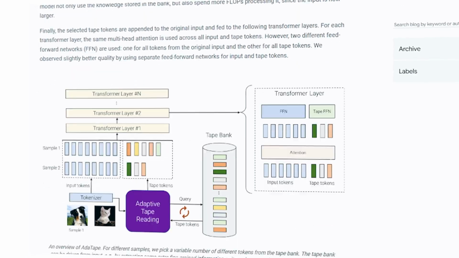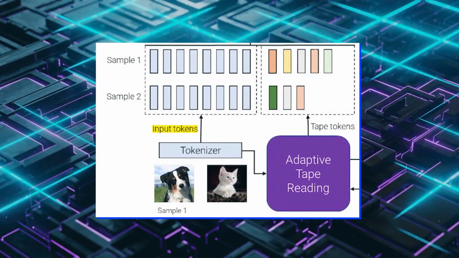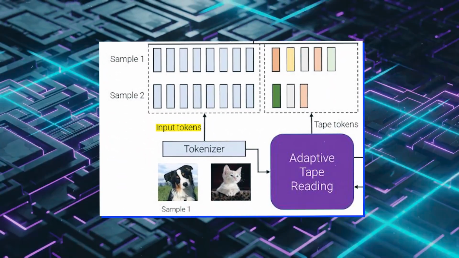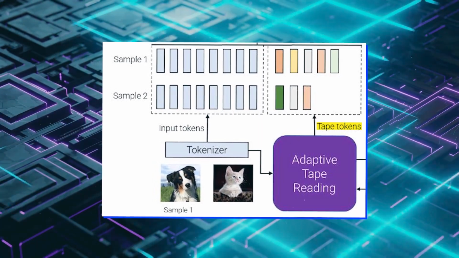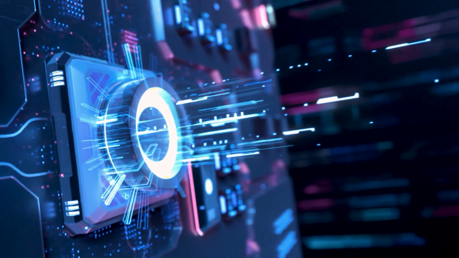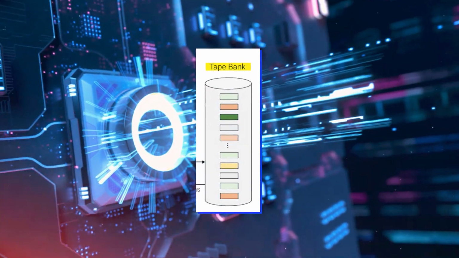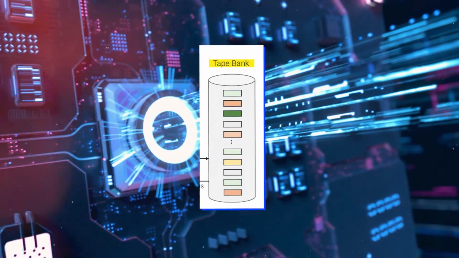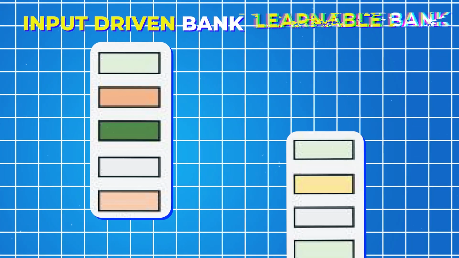It works with two tokens: the input token, which represents primary data like words and images, and the other one, which is the tape token, which holds all possible tape tokens that can work with the model. The repository of these tokens is stored in what is known as a tape bank. The creation of this bank utilizes two different methods: the input-driven bank and the learnable bank.